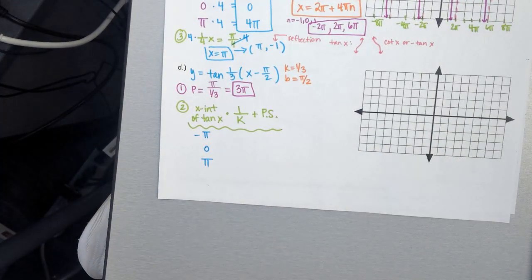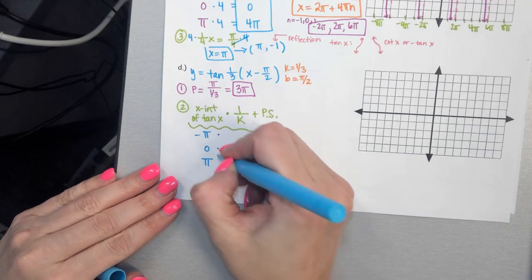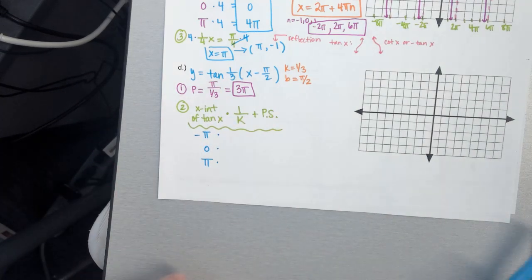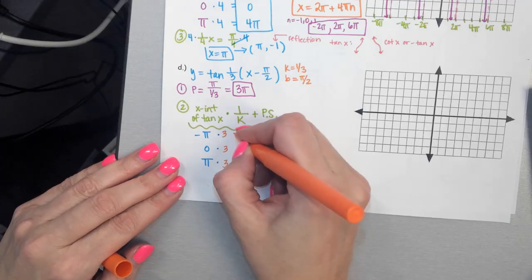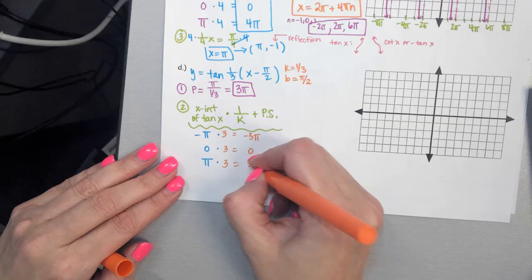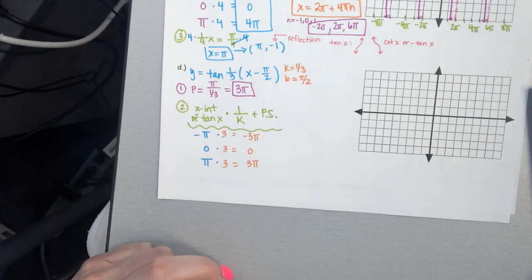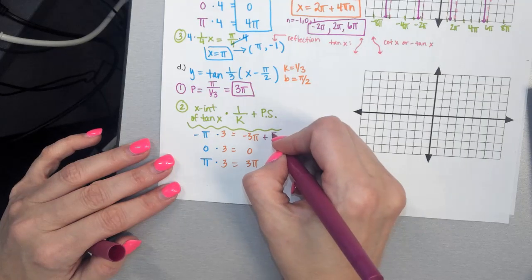Okay, so once you have the x-intercepts, let's go ahead and apply that reciprocal function. So when you flip it, you're going to multiply by 3. When you multiply by 3, we got -3 pi, we got 0, we got 3 pi. Now we have to apply the phase shift. The phase shift is just adding pi/2.